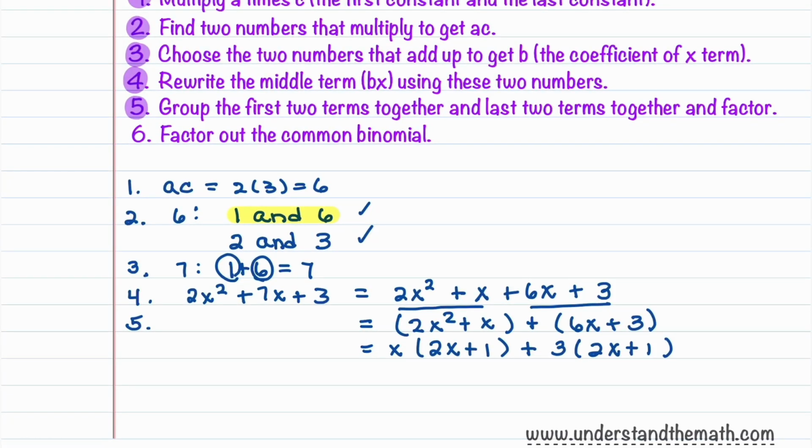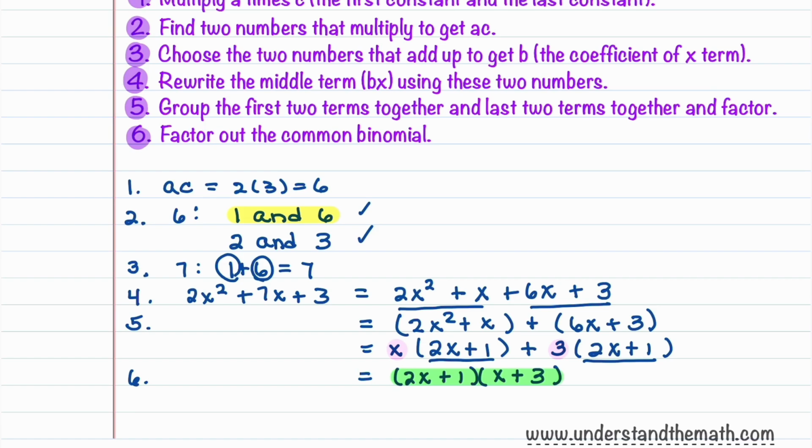Now we only have one more step. Step 6 says that we're going to factor out the common binomial. Let's go over here to the right. Notice that 2x plus 1 is common to both terms, so I'm going to factor that out. So we have a 2x plus 1, and then what's left is an x plus 3. So we have x plus 3, and then that's it. That's our final answer. We have our quadratic in factored form.